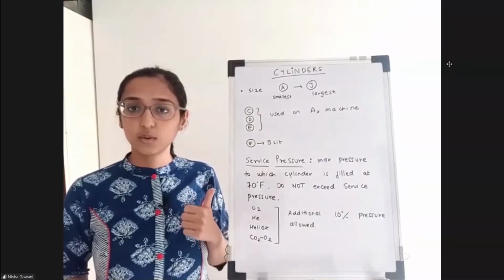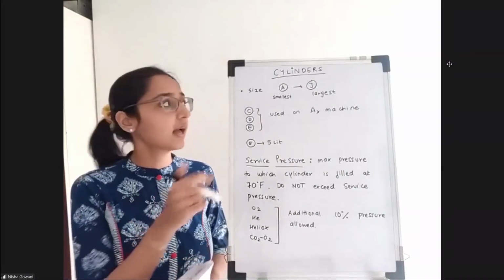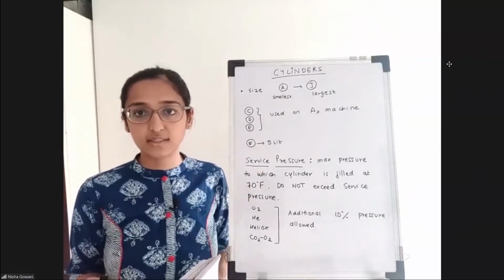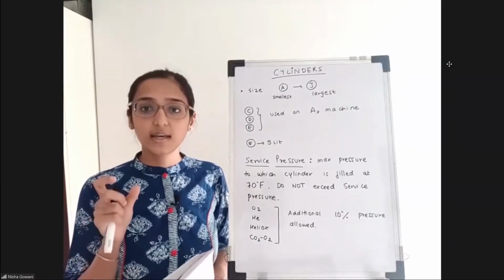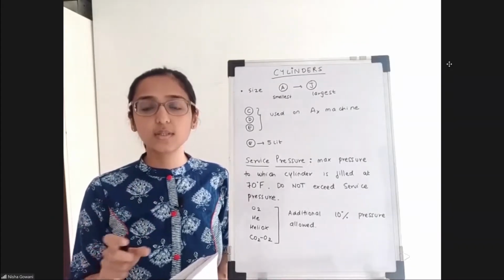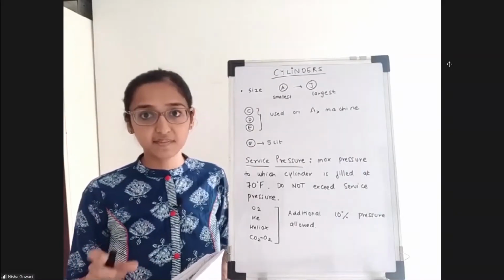Today we're going to discuss the topic of cylinders. As you can see, I have noted down the different sizes of cylinders. The sizes are from the alphabet letter A to J, A being the smallest cylinder and J being the largest. The most commonly used cylinders on the anesthesia workstation are types C, D, and E, of which E is the most commonly used, and the volume of the type E cylinder is 5 liters.